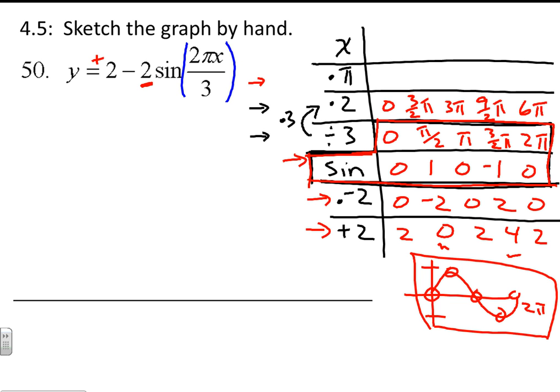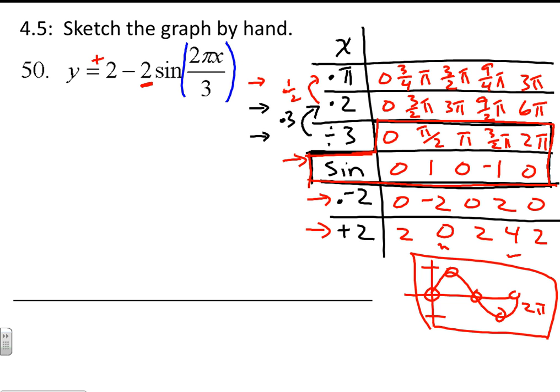To get from row 2 to row 3, I multiplied by 2. To get backwards, I'm going to divide by 2, or multiply by 1 half. And I get 0, 3 fourths pi, 3 halves pi, 9 fourths pi, and 6 halves or 3 pi.